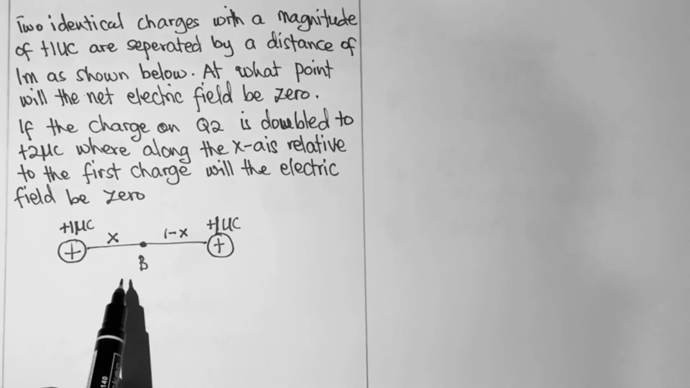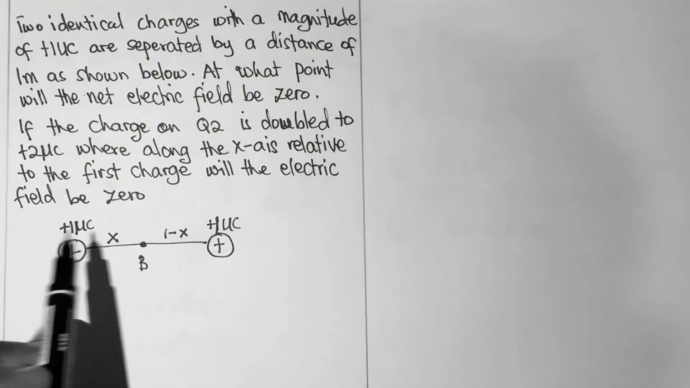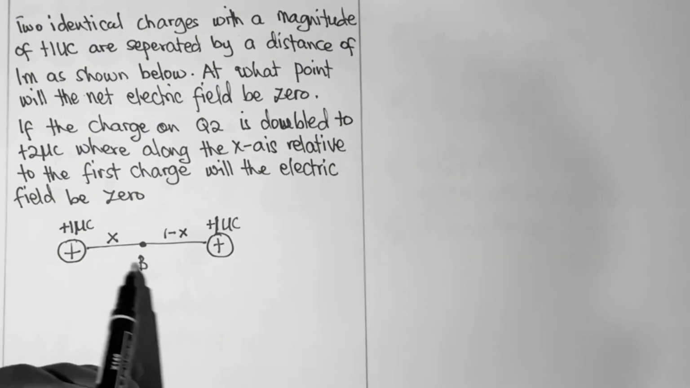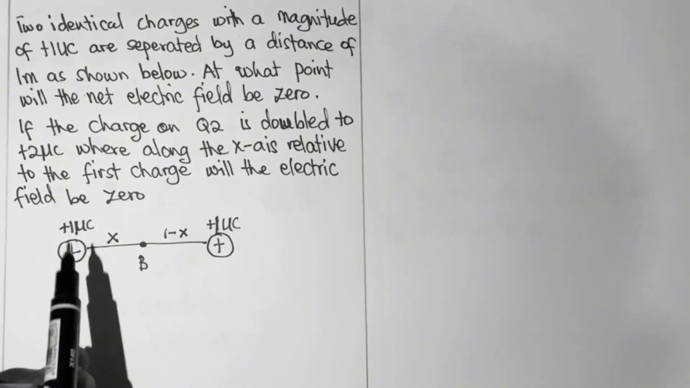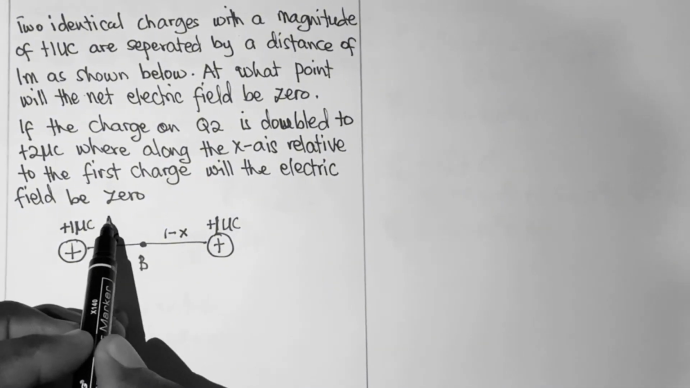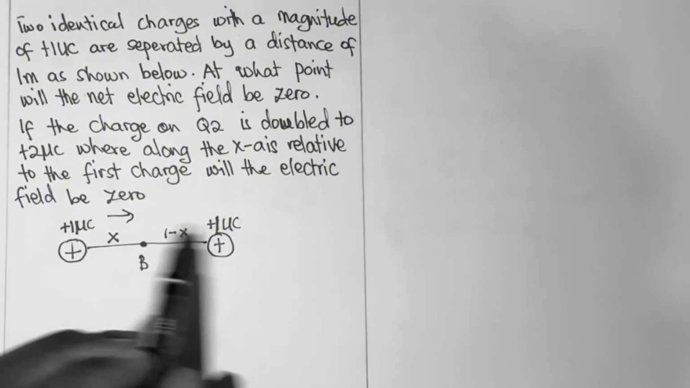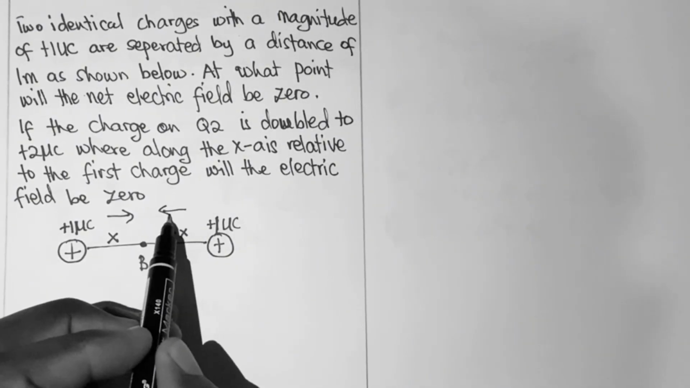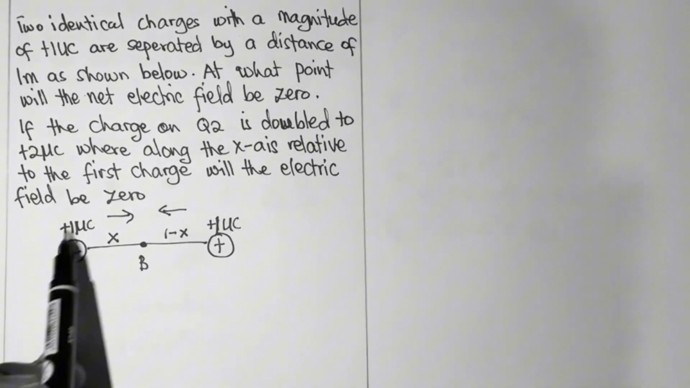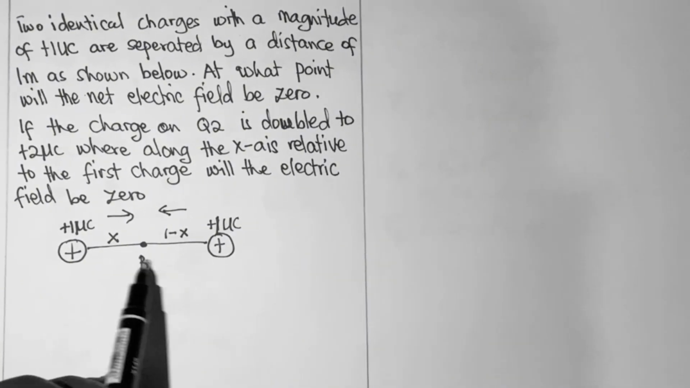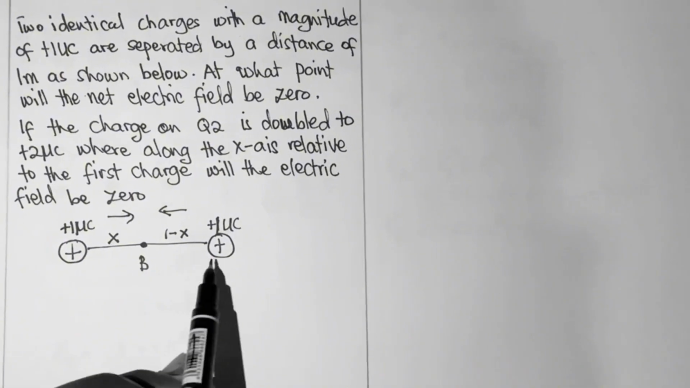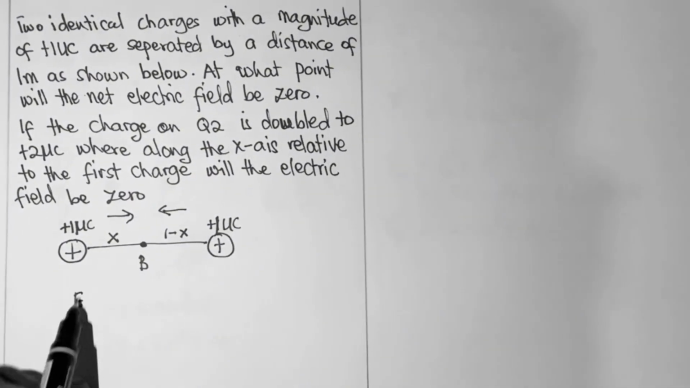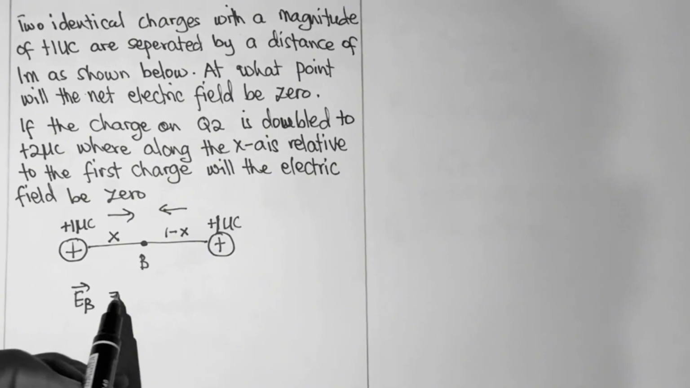So now, with reference to this point, what will be the nature of the electric field? You see that the nature of the electric field here, with reference to this charge, will be going towards the positive x direction. And with reference to this charge, it will be going this direction. So if we sum the electric fields about B, then we will get the point at which this electric field is 0. EB must be equal to 0.